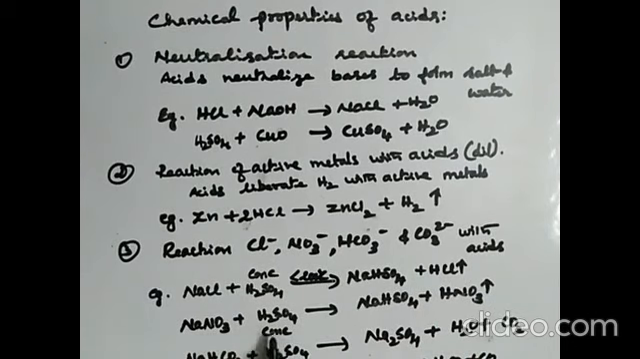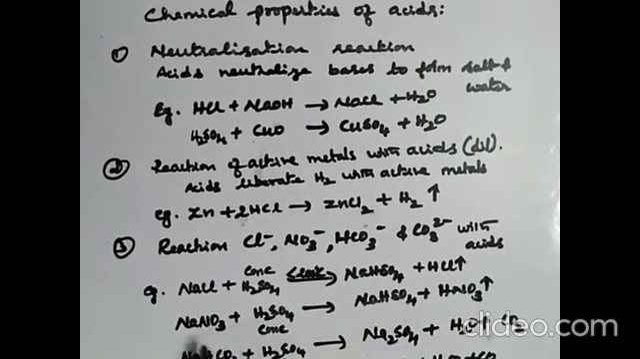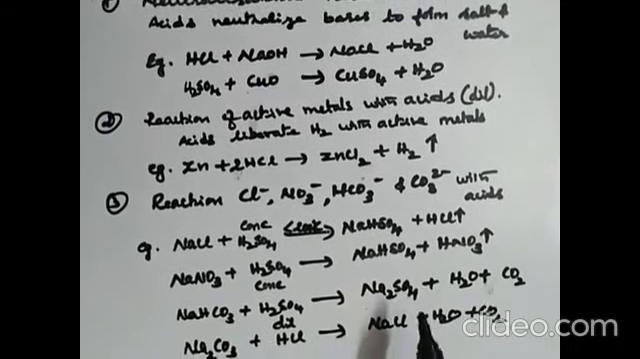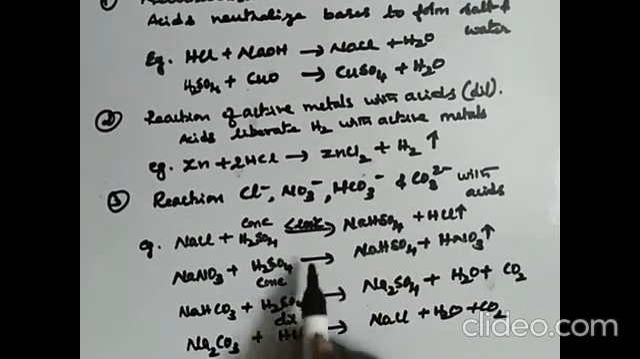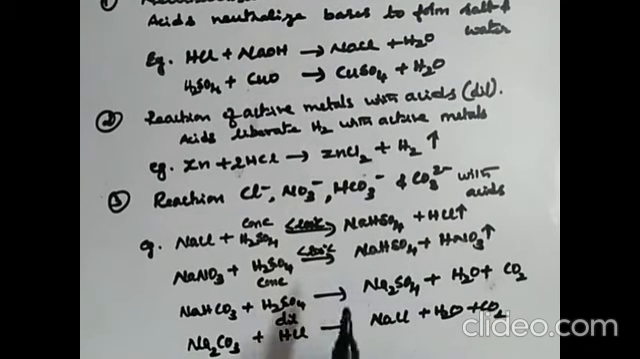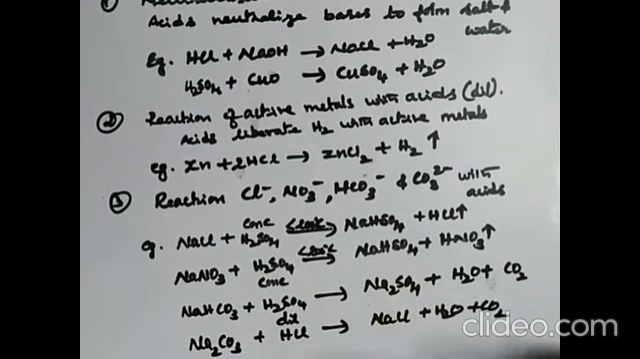Sodium nitrate combines with concentrated sulfuric acid to form sodium bisulfate. This is an example taken for a nitrate, sodium nitrate. So you get sodium bisulfate and nitric acid. Here again the temperature has to be mentioned, which is below 200 degrees Celsius. Whenever the temperature is below 200 degrees Celsius, an acid salt is formed.